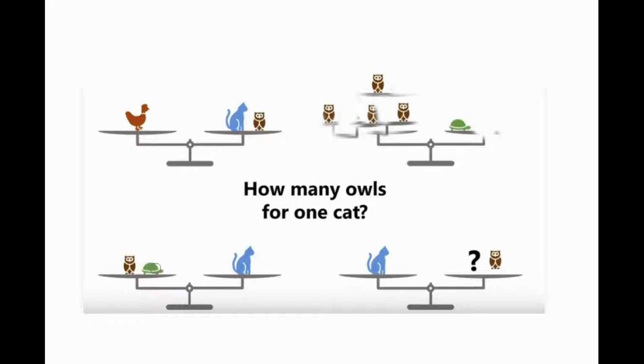So that tortoise there can be replaced by 4 owls. There's 1, 2, 3, 4. So my answer is a cat is 5 owls, which would balance all of these chappies on that side. How about that?